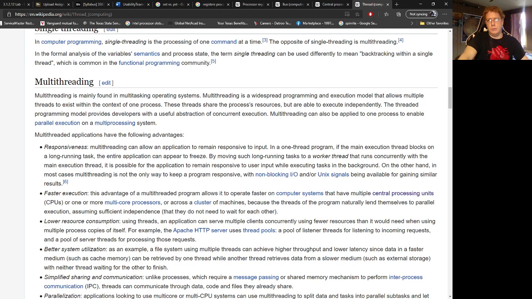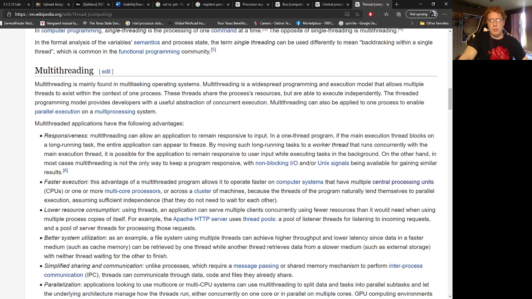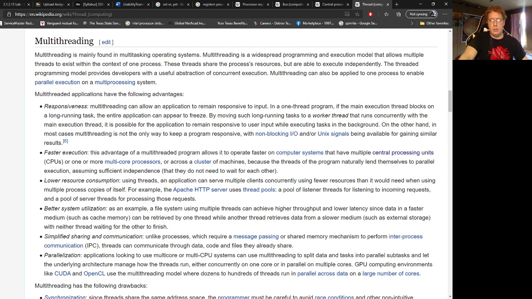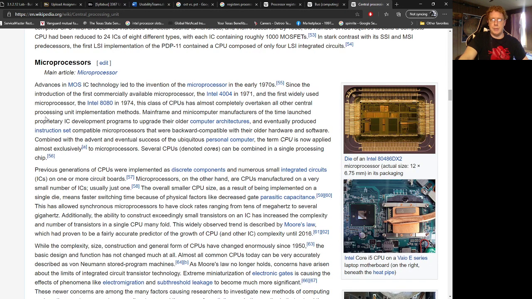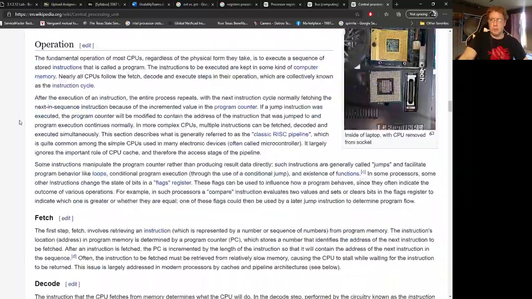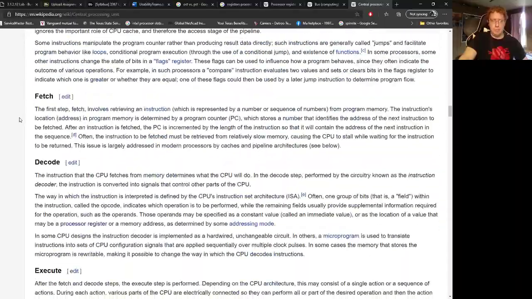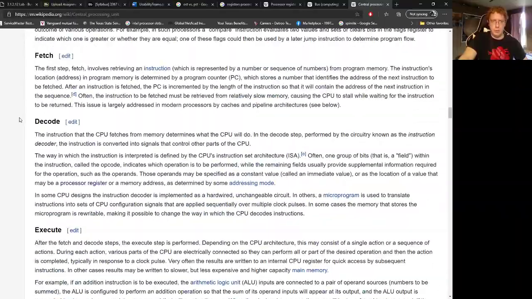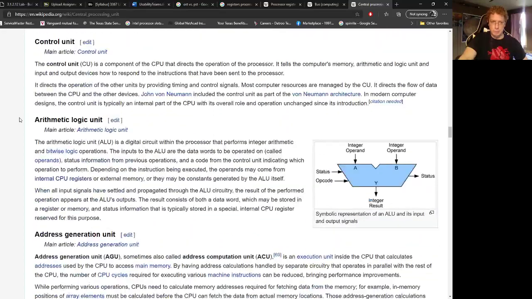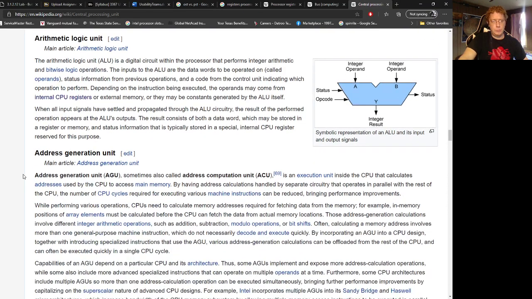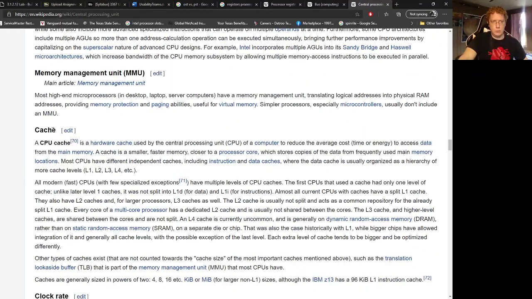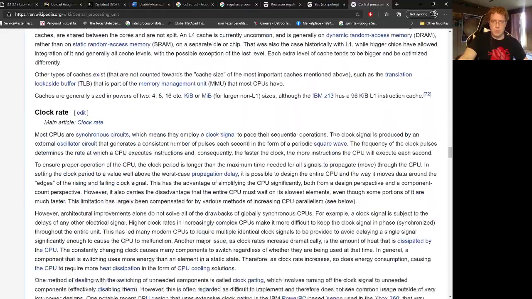So single threading is the opposite of multi-threading. Multi-threading is found in many operating systems, so that's kind of standard now. Here are some examples you've all seen of a chip, and this is the cycle: fetch, decode, execute. ALU, cache, clock rate.